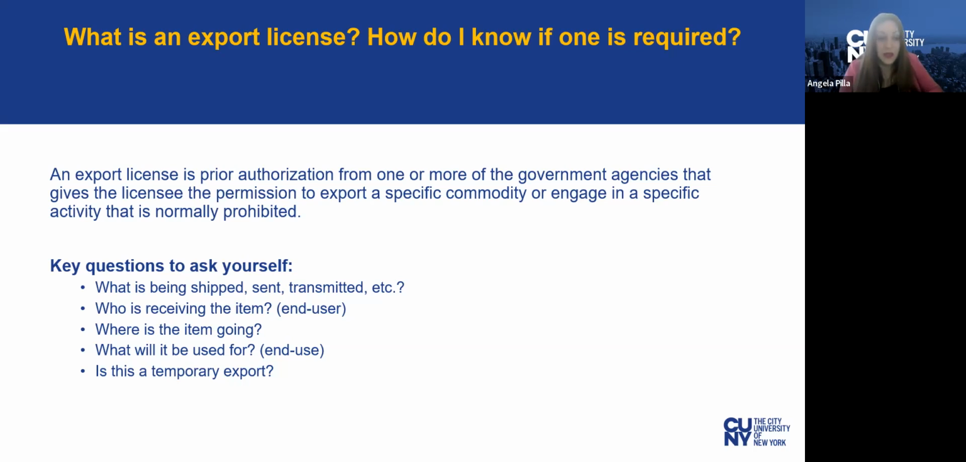Where is the item going? If they're giving you the address of the university to send it to, or maybe they're giving you a different address, it's not matching the university, that's a red flag for me. Why are the addresses different? There's a lot of investigative work, I'd like to say, that goes behind export controls and what we're doing before we can even do the activity.